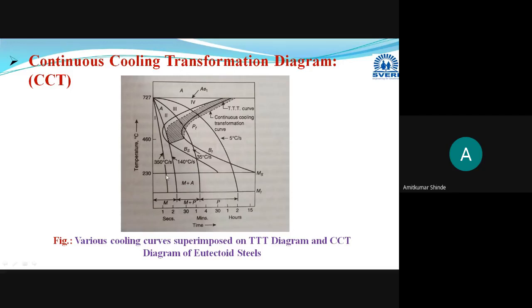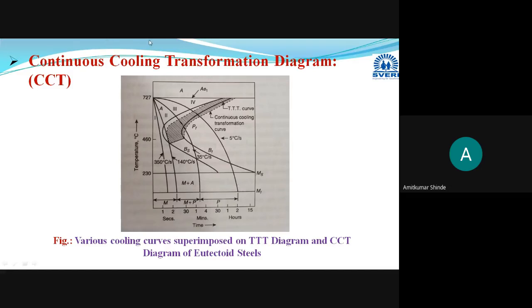A faster cooling rate gives Martensite. The critical cooling rate again gives Martensite, as you are just avoiding the diffusion transformation. When slower cooling rates are there, diffusion transformation takes place and Pearlite is formed. When the cooling rate is faster, you get coarse Pearlite, and with slow cooling rates you get fine Pearlite.